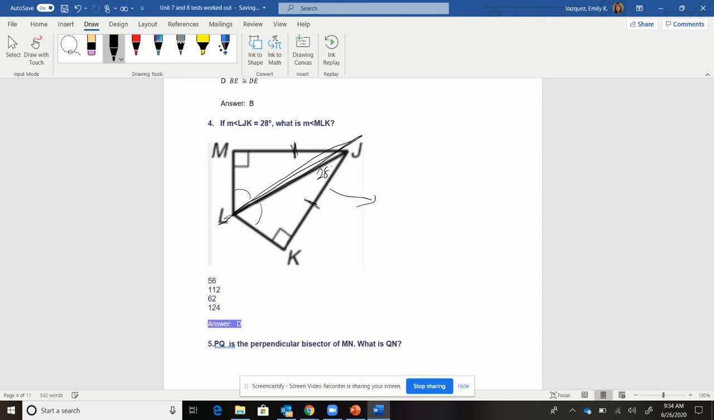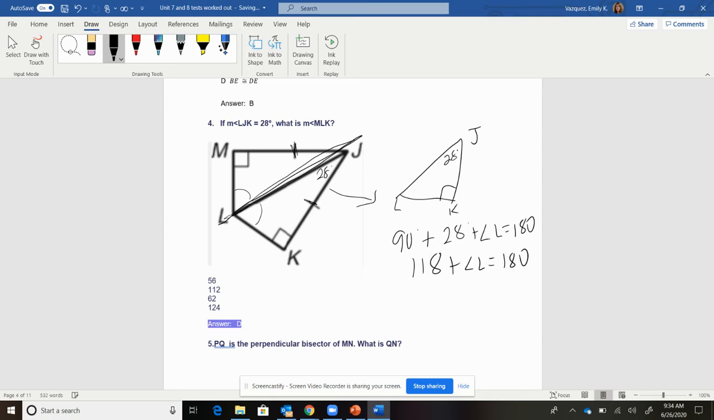So if I focus on this question, I see a triangle on the right-hand side that I have two angles, and I'm just missing the third one, right? So what I can do is I know that all the angles inside a triangle add up to 180, right? So I go ahead and combine those, 90 plus 28. I'm going to get 118. And then I'm going to subtract 118 from 180.